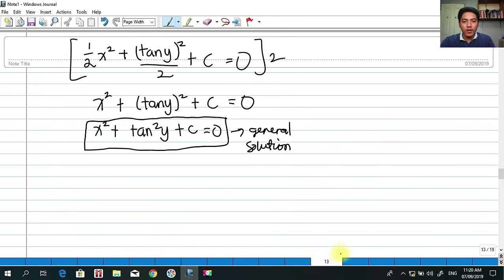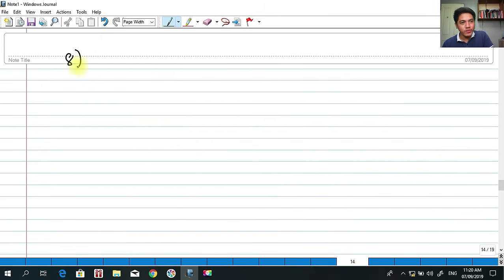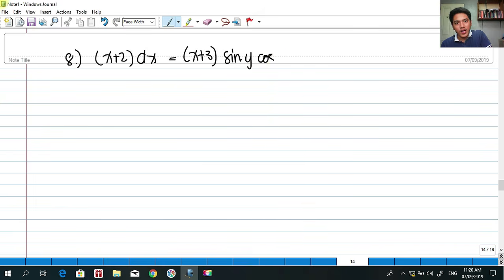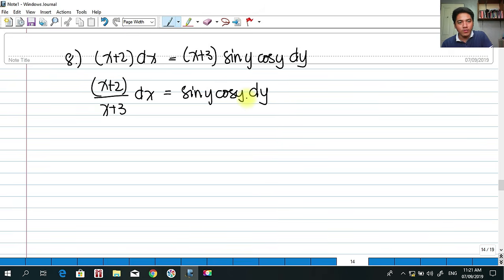Okay, down to our last example for this video. So we have (x plus 2) dx equals (x plus 3) sine of y cosine of y dy. First step, again, group them in terms of x and dx, y and dy. So we can eliminate x plus 3 here because this is purely y. So we have (x plus 2) over (x plus 3) dx, and this is now sine of y cosine of y dy. And we can now integrate.